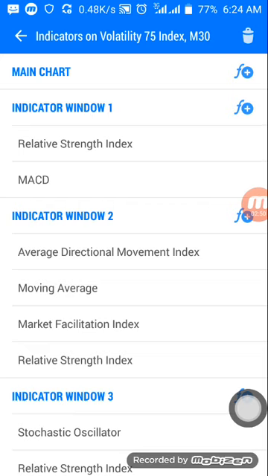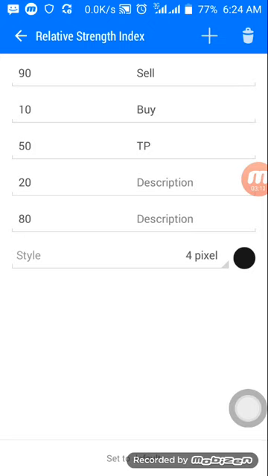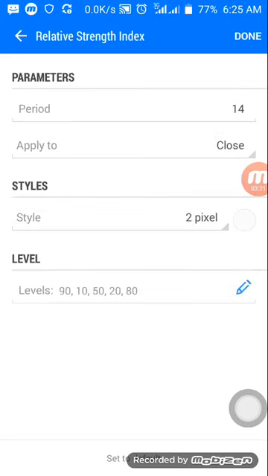First of all, go to your RSI. This is your window indicator 1. For the RSI, the period is 14, apply to close. Style, I choose pixel. You can choose any color of your choice, and the color here should be your background color. I'm using a white background, so here should be my background color, white. Now the levels are 10, 90, 10, 50, 20, 80. These are the levels for this RSI, and you click on done.